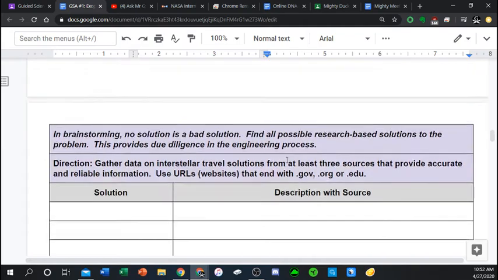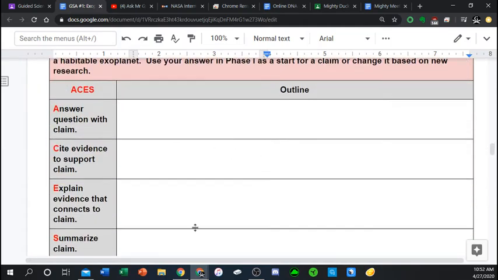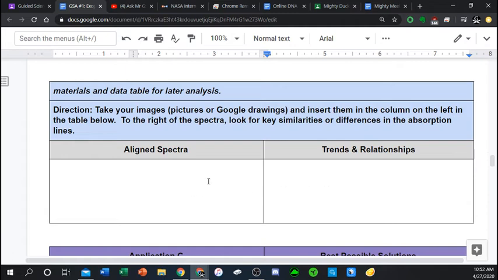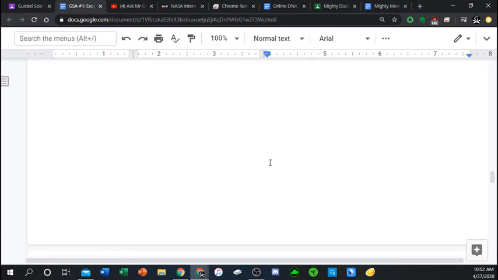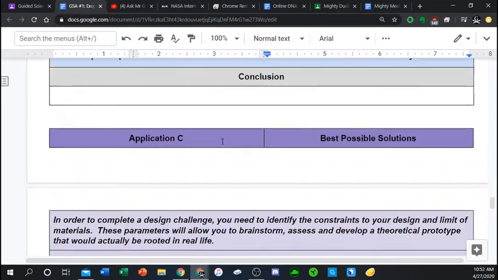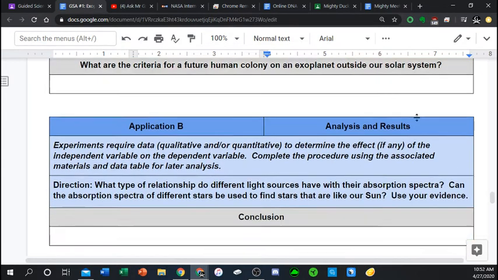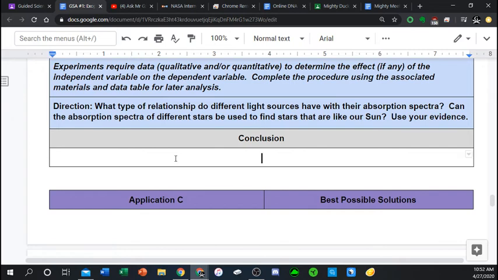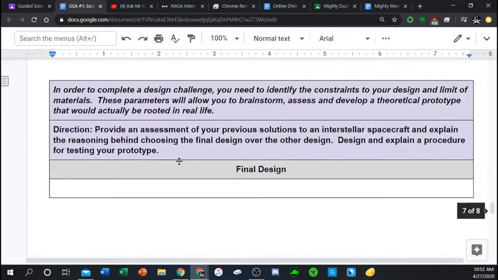C is a lot of research too, with B. All right, phase 3, you're doing an outline for the CER. You are drawing, though, for me. You're taking pictures, you're drawing the spectra, and then you put them in a stack and you look for a relationship, like which light sources produce which types of light. Application C, you're drawing a blueprint for me, either on paper or online, giving me an explanation for it, labels, dimensions. And then you're writing your final CER conclusion, your final paragraph of what you found, and then your final design, your final product.